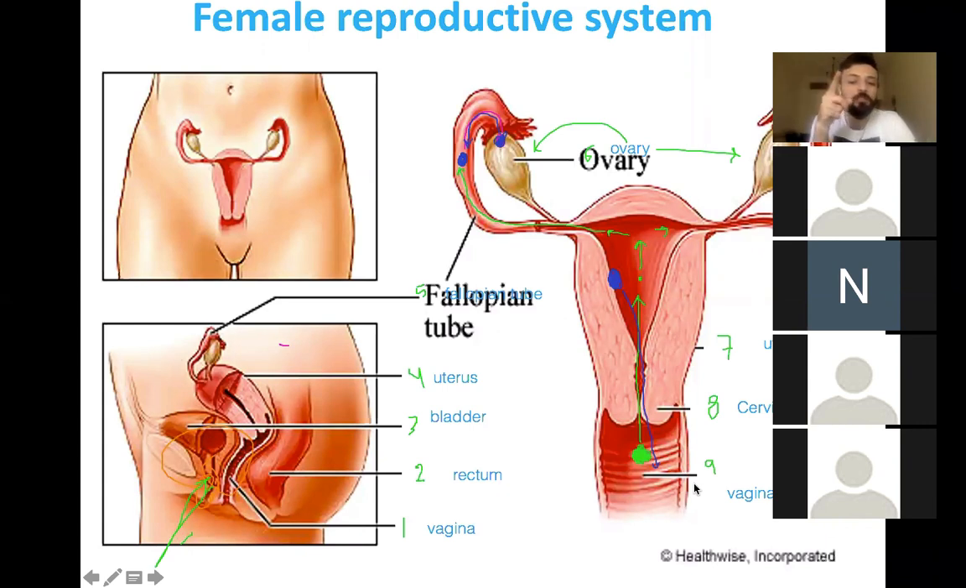Any questions concerning this? No. Okay, so that's concerning the female reproductive structure. You have to know the labeling, the function of each structure.